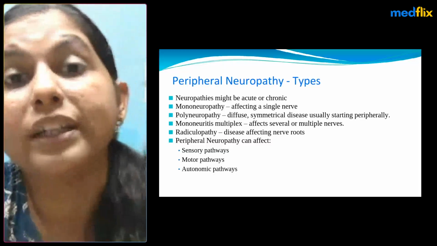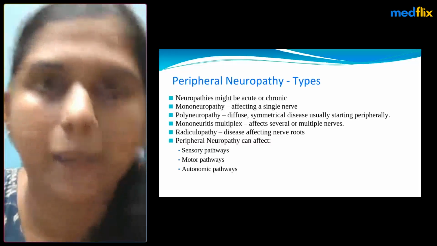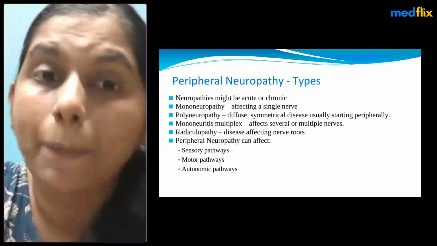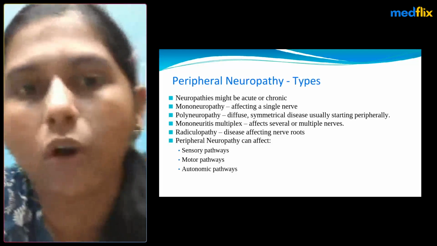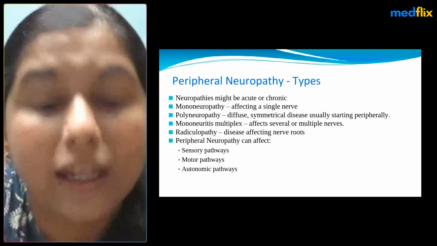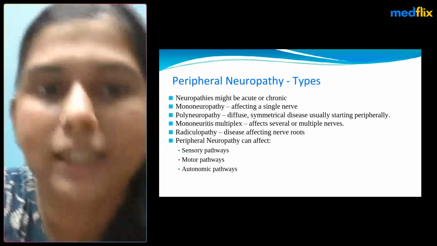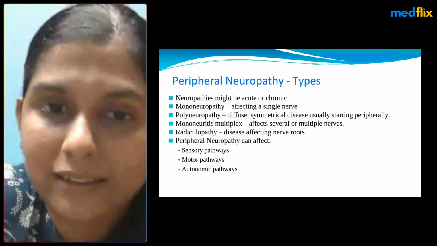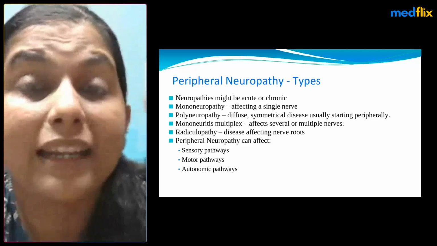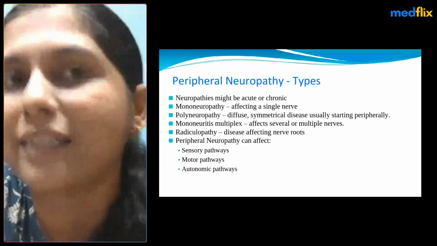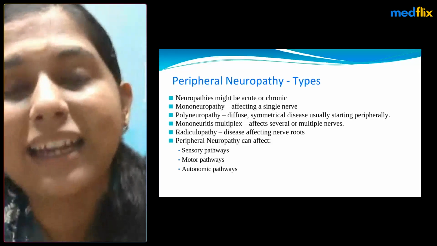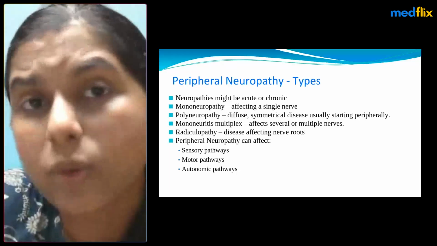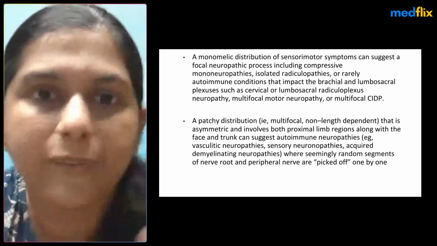Now, if we want to classify peripheral neuropathy, there are several types of classification. Peripheral neuropathy can be either acute or chronic, depending on the temporal course. Depending on the number of nerves involved, it can be mononeuropathy, polyneuropathy, or mononeuritis multiplex, or it can be a radiculopathy, wherein the disease is affecting the nerve roots, like what we see in AIDP. And it can affect sensory, motor, or autonomic pathways, or more commonly, as we see in our clinical practice, a mixture of all three.